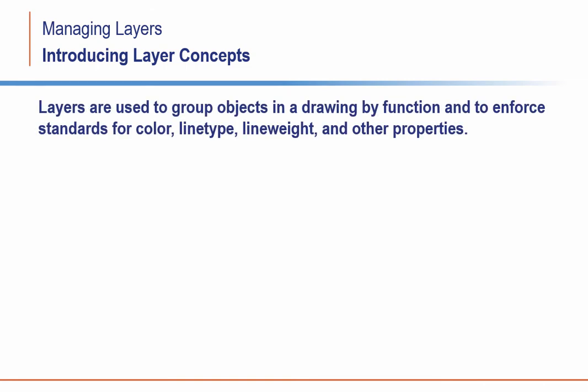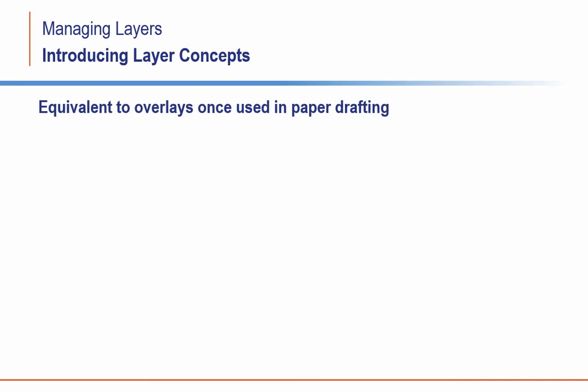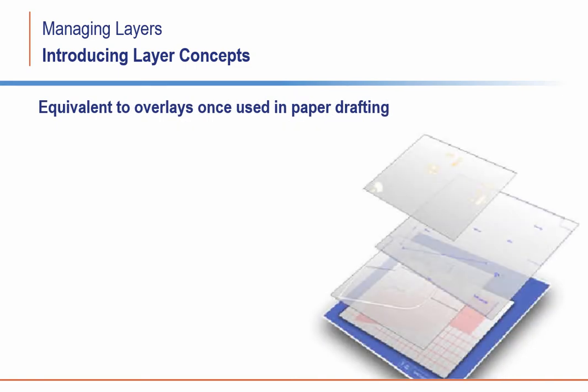Layers are used to group objects in a drawing by function and to enforce standards for color, line type, line weight, and other properties. Layers are the equivalent of the overlays once used in paper-based drafting. By creating layers, you can associate similar types of objects by assigning them to the same layer. For example, you can put construction lines, text, dimensions, and title blocks on separate layers.